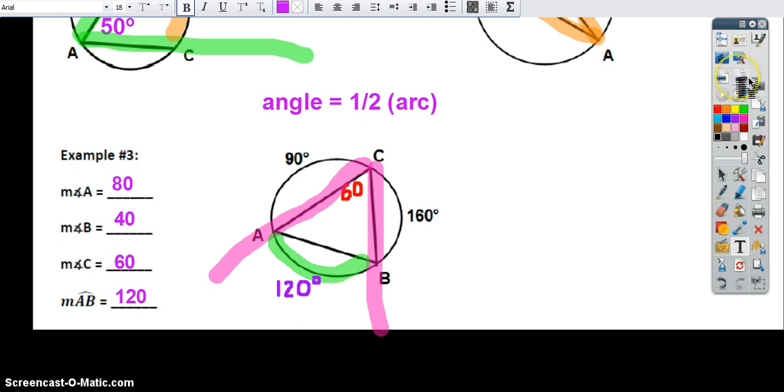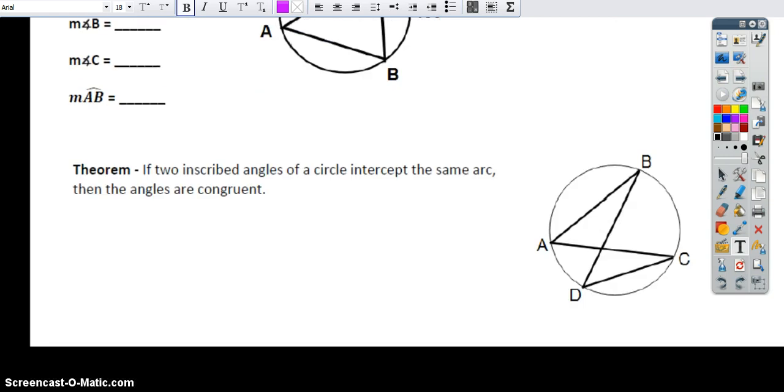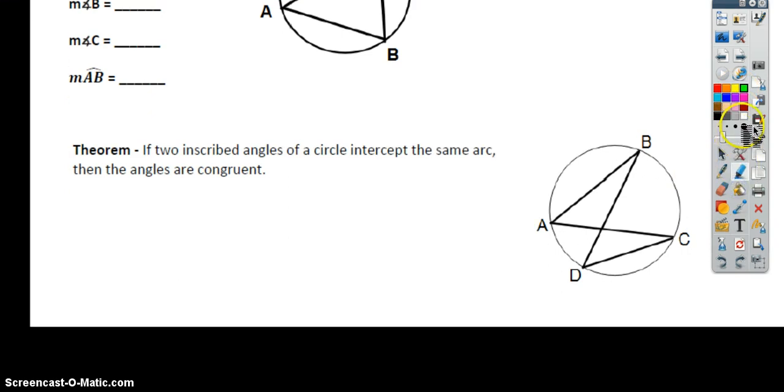All right, next up. Like I told you, many of these things here are facts that come from that. Here's the first one. If two inscribed angles, in this picture we have two inscribed angles. One of them is right here. The other one is right here. One has its vertex at D, one has its vertex at A. If they intercept the same arc, then the angles are congruent.